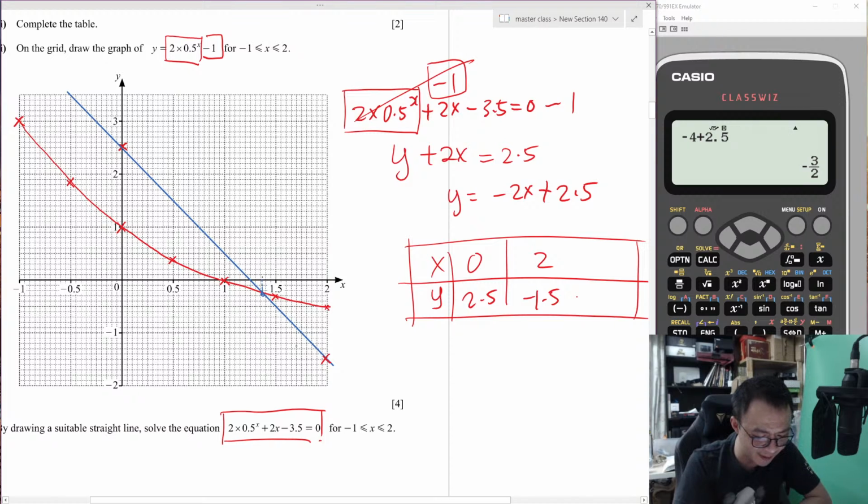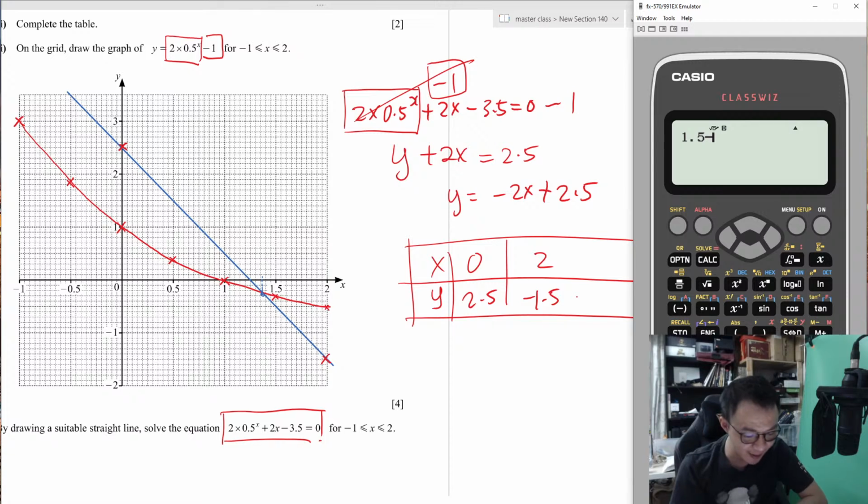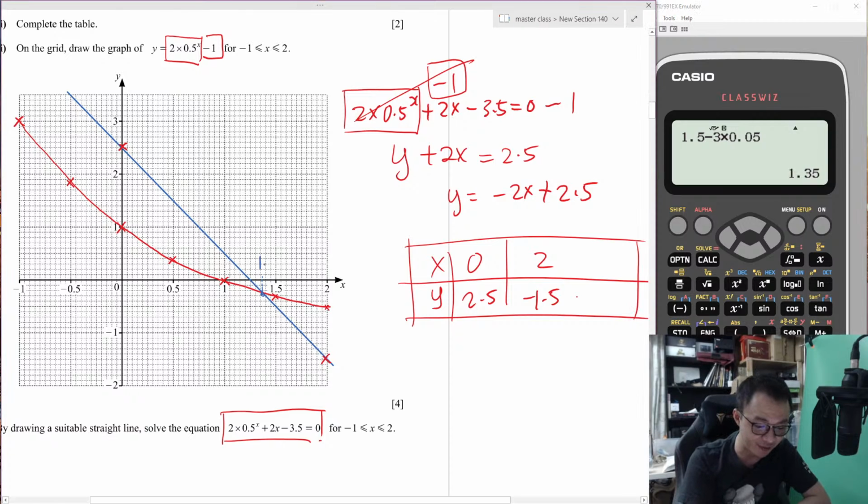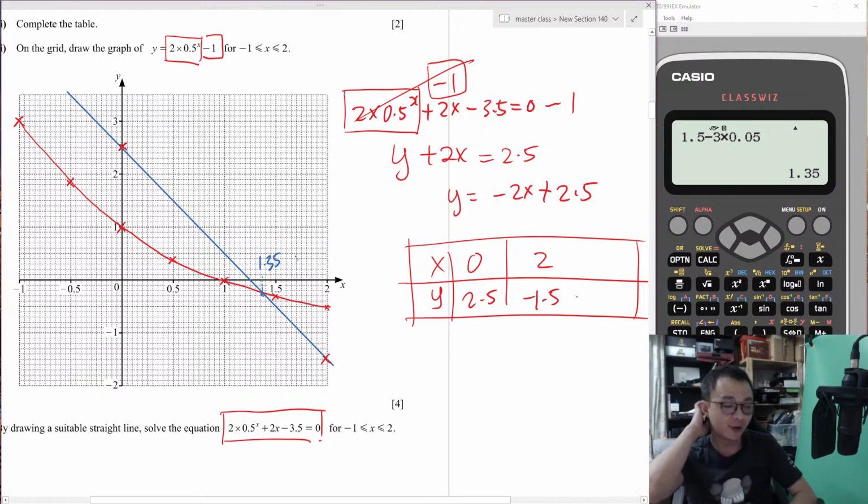So I will guess it's about 1.2, because each of it will be 0.05. 1.5 minus 3 multiplied by 0.05. Yeah, this point over here is about 1.35. Okay, so then I will say the answer is 1.35.